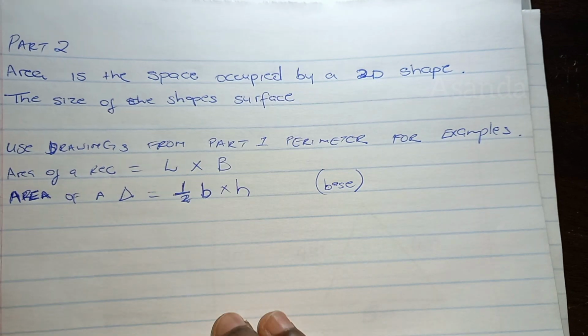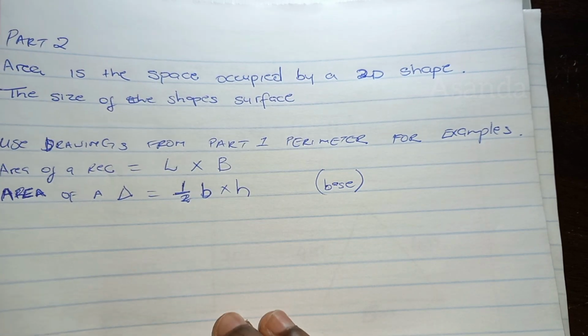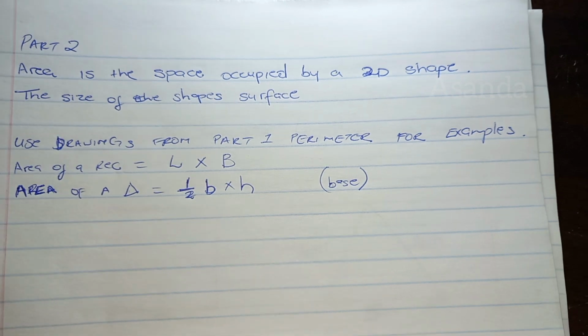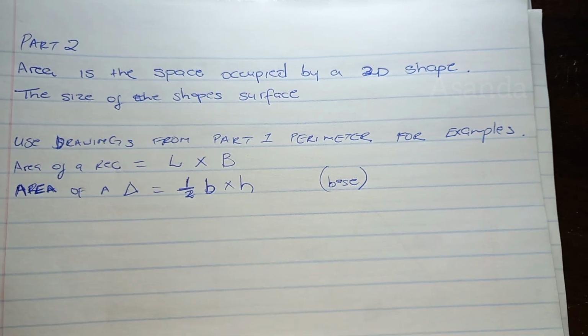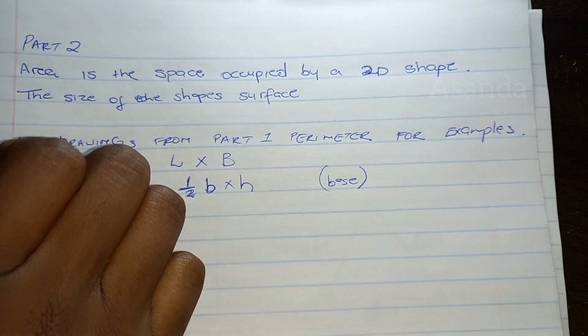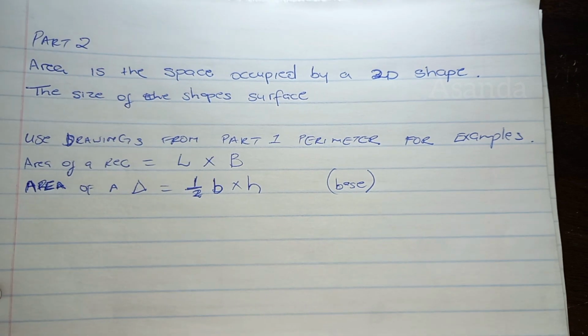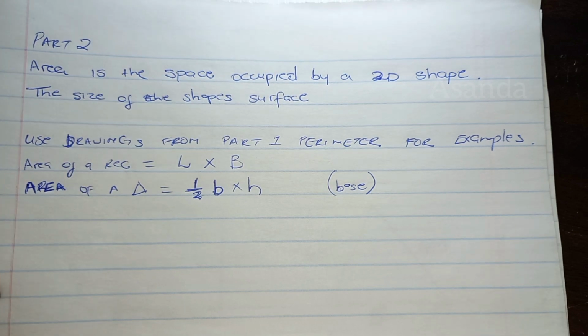So the area is the space occupied by a 2D shape, the size of the shape's surface. It doesn't have to be just one side or the bottom or the top. Any side you can get a surface area.